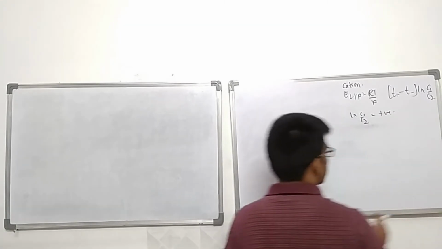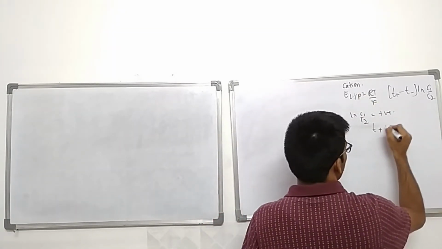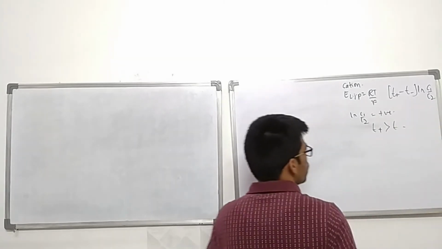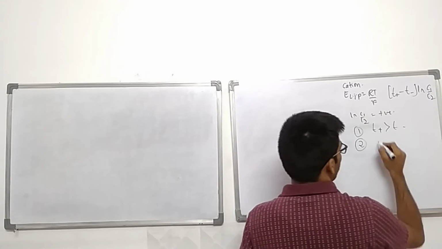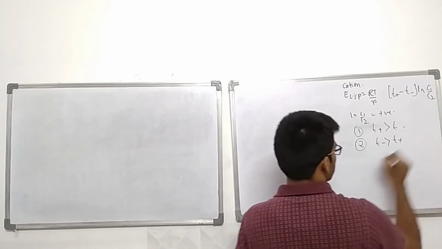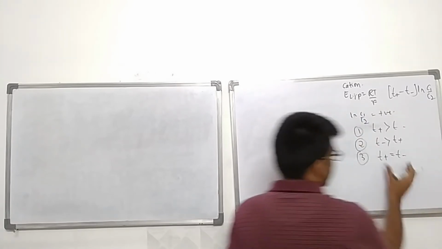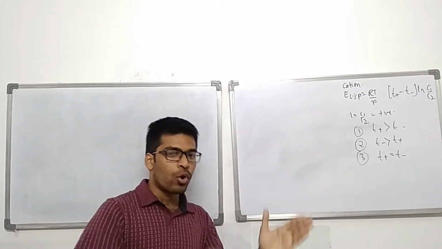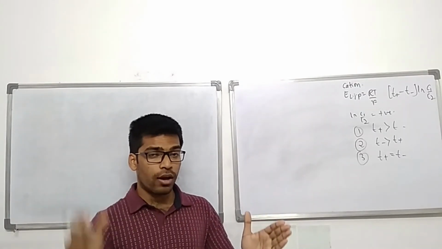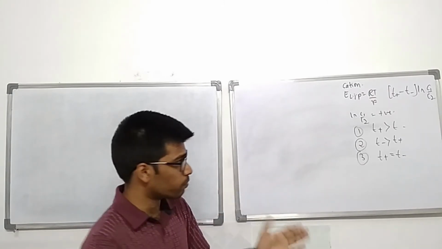Now if this is positive, when will the liquid junction potential be positive? When T plus will be greater than T minus. First condition. Second is, when will this be negative? When T minus is greater than T plus. And when will this be 0? When T plus equals T minus. Now T plus equals T minus means the number of cations passing from anode to cathode is equal to the number of anions passing from cathode to anode. Both have to be the same.